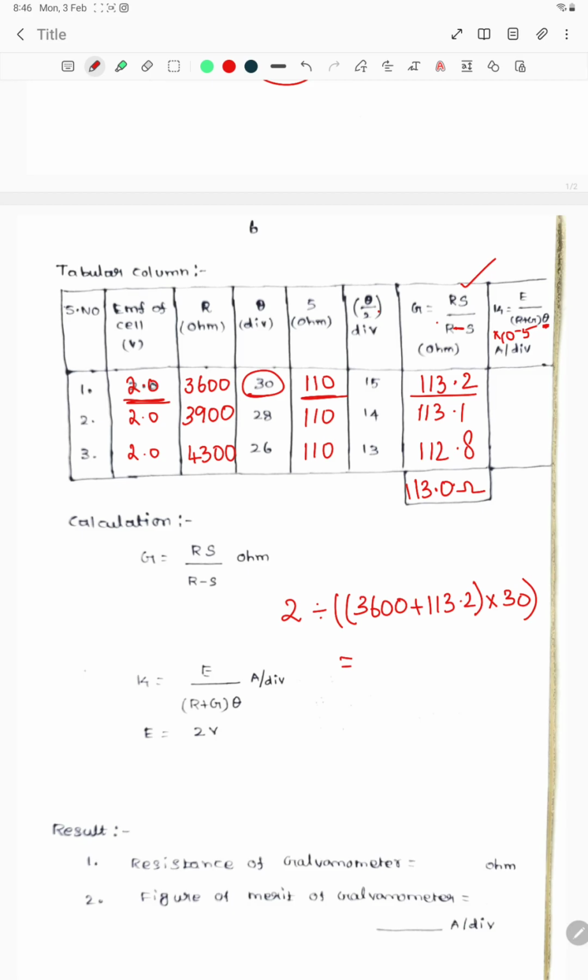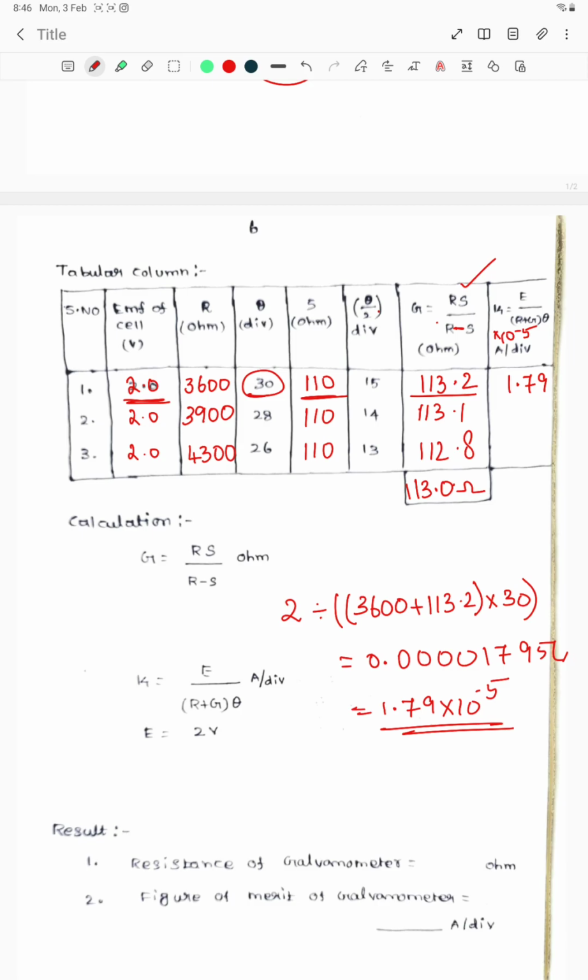So let me do it. 2 divided by, open two brackets, 3600 plus 113.2, close one bracket, multiplied by 30, close the bracket. Okay, so you are actually getting 0.000017954. This is equal to 1.79 into 10 to the power of minus 5. You can see already here I have mentioned 10 to the power of minus 5, so here I will just write 1.79. Is it clear, ma?